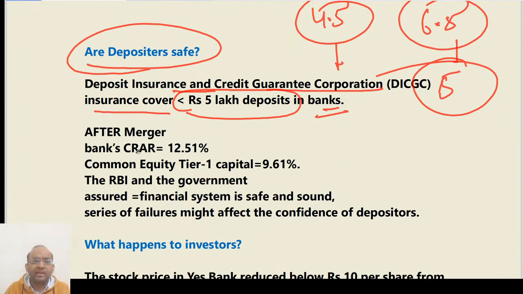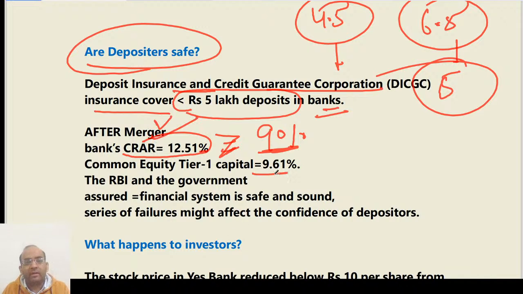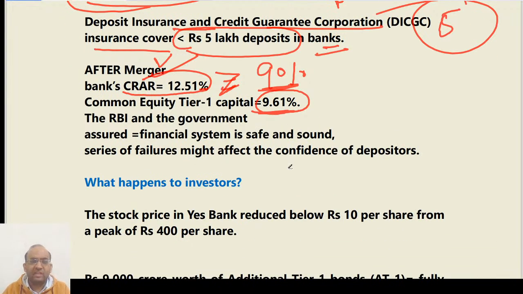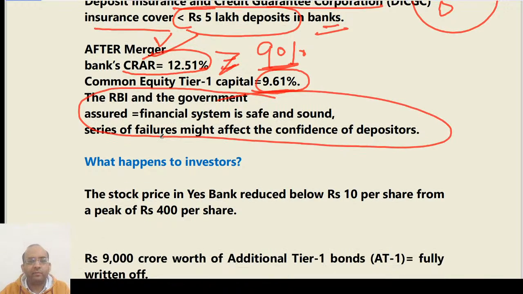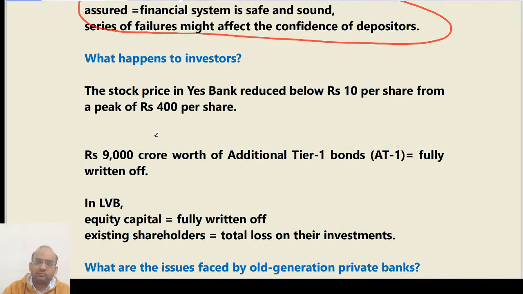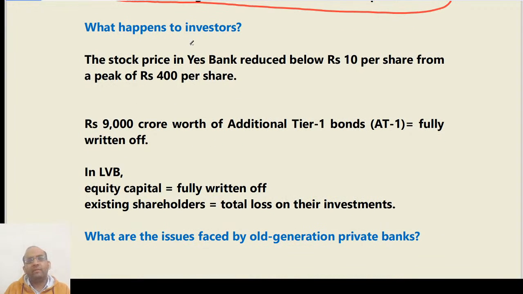So after the merger, its capital adequacy ratio would be 12.15%. And as per Basel norms, it should be 9%. So it is quite above the 9% benchmark. So now it is in a safe situation. And its common equity capital would be 9.61%. And the government and RBI are assuring you that the financial system is safe, you would not face any distress in your lending.